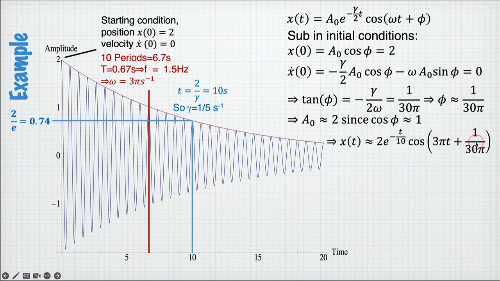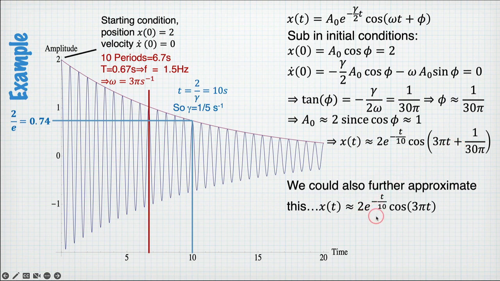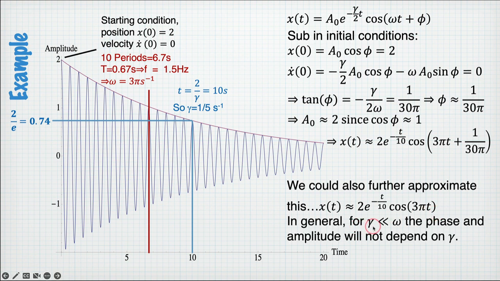Recognizing that this phase here is actually fairly small, we could approximate it further and say that x of t can be given by this very simple expression here. In general, in fact, it's true that if gamma is much, much less than omega, the phase and amplitude, that is A0 and phi, will not actually depend strongly on gamma at all. They'll depend on the initial position and the initial velocity, but the damping won't affect it very strongly as long as this condition is met.